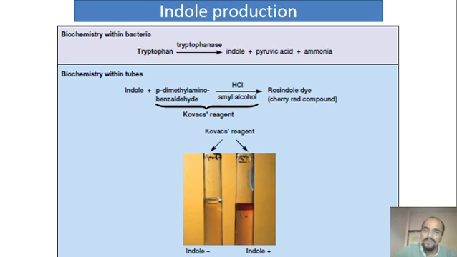So for example, E. coli can be differentiated from Klebsiella pneumoniae. Both are lactose fermenters, produce pink colonies on MacConkey's agar. So it is a very easy test to differentiate between E. coli and Klebsiella pneumoniae based on tryptophanase production. So Kovac's reagent is basically p-dimethylaminobenzaldehyde.